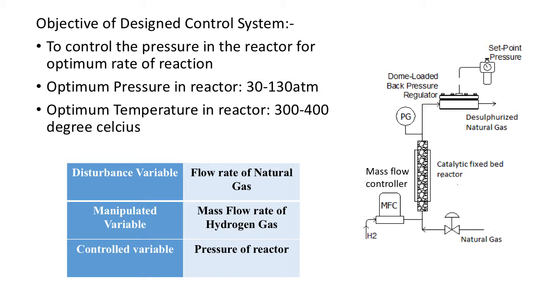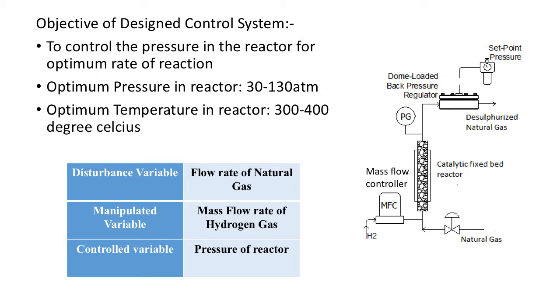As seen in this slide, the image displayed is the conventional control process for the hydrogenation reactor. In the image, the hydrogen gas is controlled by a mass flow controller before being fed into the reactor, while the pressure inside the reactor is controlled by a type of valve named the dome-loaded back pressure regulator with a set point. After some analysis, the objective of this conventional system is the control of the pressure in the reactor in order to maintain the conditions for the reaction to take place, and also for the optimum rate of reaction, which is at a pressure and temperature of 30 to 130 atmospheric pressure and 300 to 400 degrees Celsius.